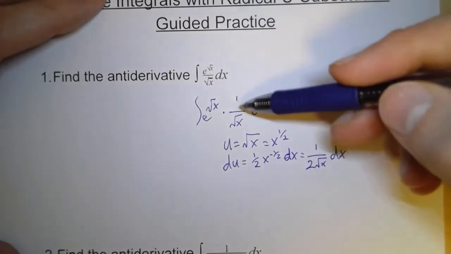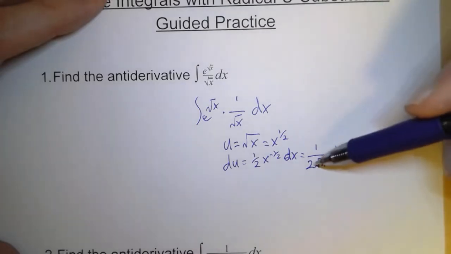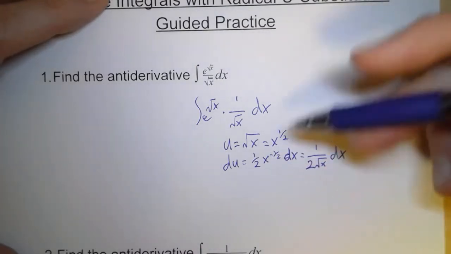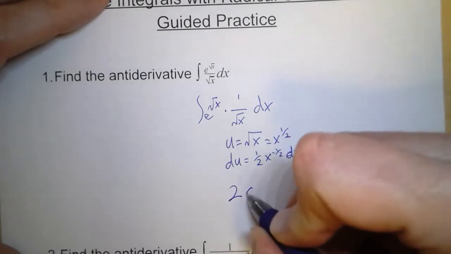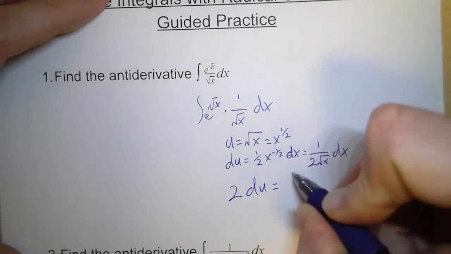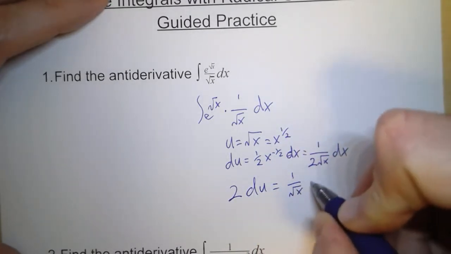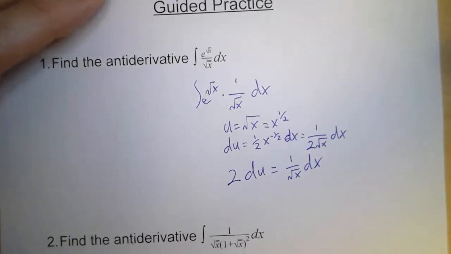Now, we have the 1 over square root of x, we have the dx, but we don't have the 2. So to make this work, we have to multiply the 2 over to the other side. So 2 du equals 1 over square root of x dx.